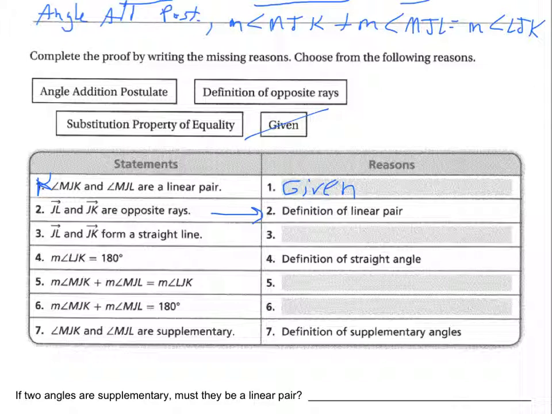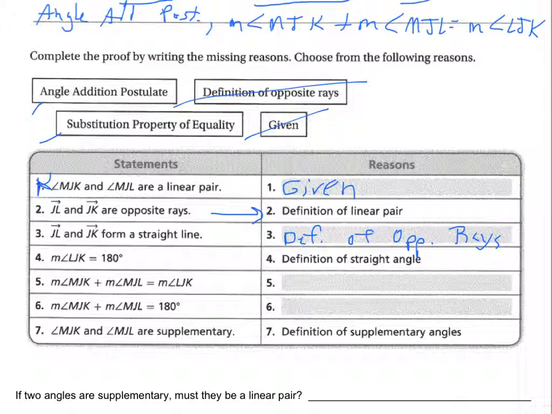Now we have JL and JK form a straight line. That is the definition of opposite rays. If we didn't know anything here, definitely that's not angle addition postulate, and that's definitely not substitution, so it would have to be the definition of opposite rays. Well, the measure of LJK, the straight angle, is 180 degrees. That's the definition of a straight angle. Straight angle is 180 degrees.